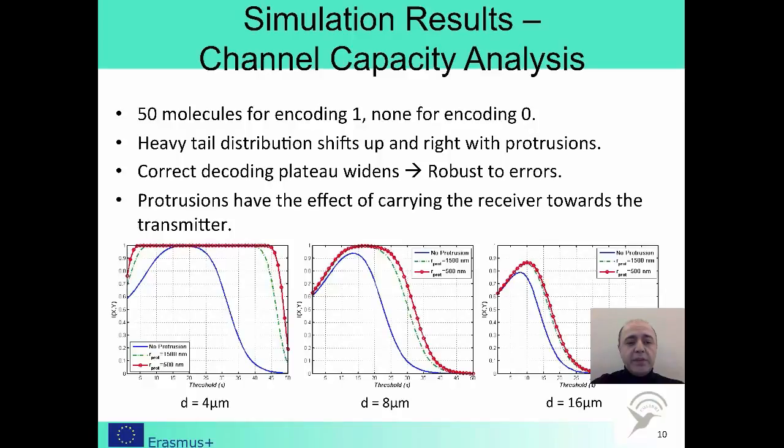As the distance between the transmitter and the receiver increases, the benefit of protrusions decreases, but still it's much better than not using protrusions at all. This is a result of the fact that protrusions have the effect of carrying the receiver towards the transmitter.